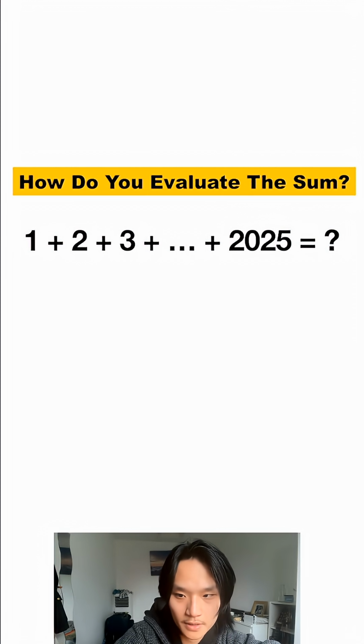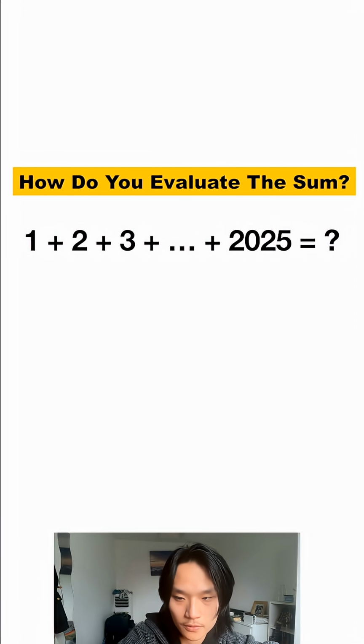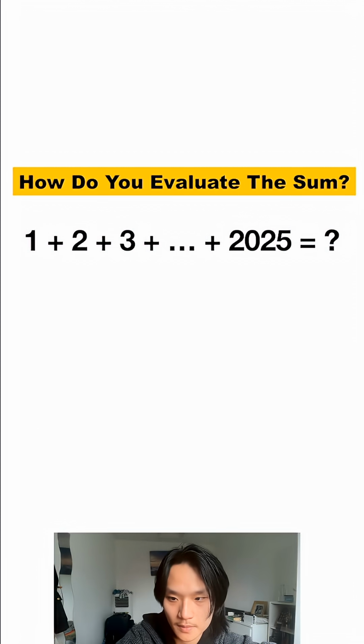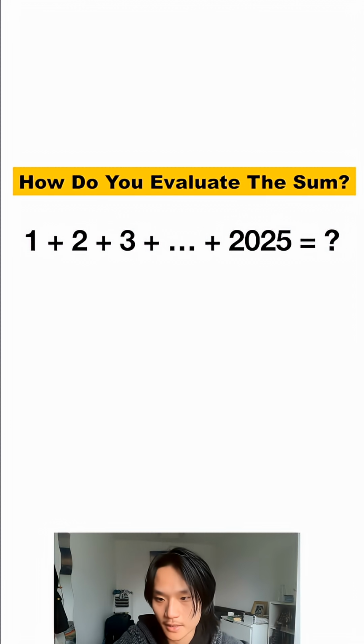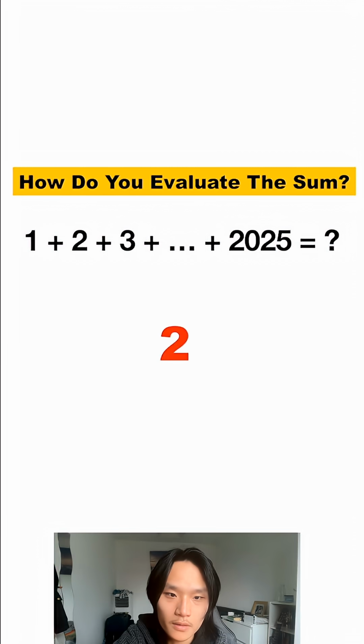All right, math games is a fun one. We want to evaluate the sum from 1 to 2 to 3 all the way to 2025. There's a really elegant way to do this, and it takes about 10 seconds once you see the idea. Have a think through and watch the solution in 3, 2, 1.